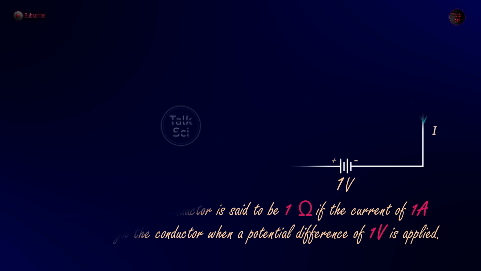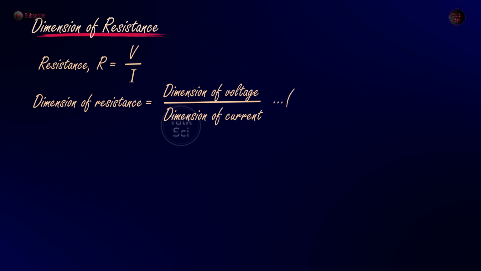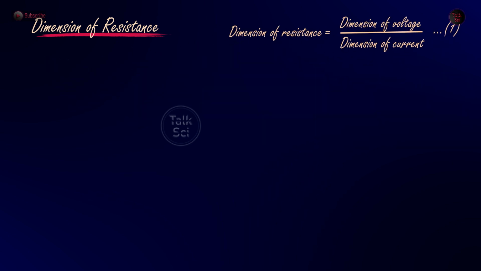Now, let's derive the dimensional formula of resistance. You know, resistance R is equal to V by I. So, the dimension of resistance is equal to dimension of voltage divided by dimension of current. Let this be equation number 1. If we want to find out the dimension of resistance, we need to find out the dimension of voltage and the dimension of current first. Let's see what is the dimension of voltage.